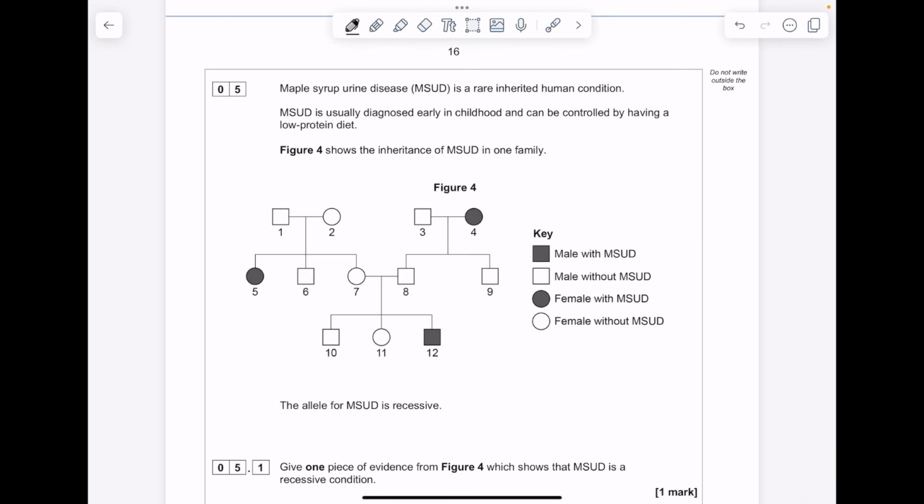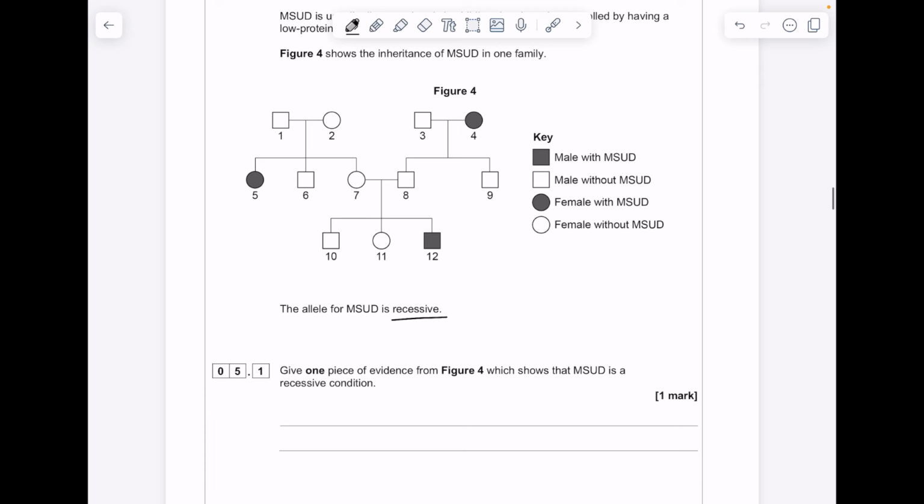Maple syrup urine disease, MSUD, is a rare inherited condition. MSUD is usually diagnosed early in childhood and can be controlled by having a low protein diet. Figure 4 shows the inheritance. The allele MSUD is recessive. Give one piece of evidence from figure 4 which shows that MSUD is a recessive condition. And you can see here, parents without MSUD have a child with MSUD, which means that they must both be heterozygous.